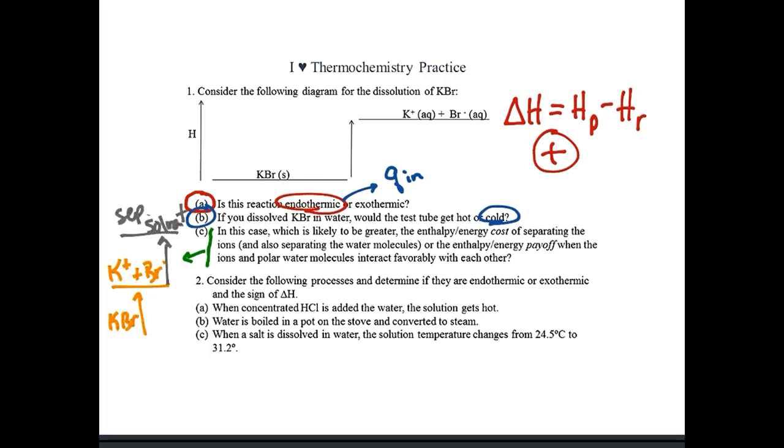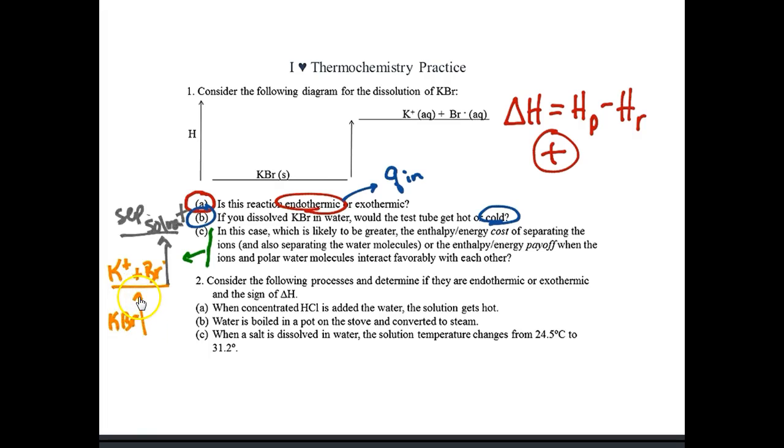Part C, in this case, which is likely to be greater? The energy cost of separating the ions and separating the solvent, or the energy payoff when the ions and the water molecules interact favorably and come together? So this is related to what we talked about in class. When you dissolve substances, you think about it in 3 steps. One is the separation of the solute, and that's shown with this orange arrow where KBr gets separated to form K plus and Br minus, and that always costs energy.